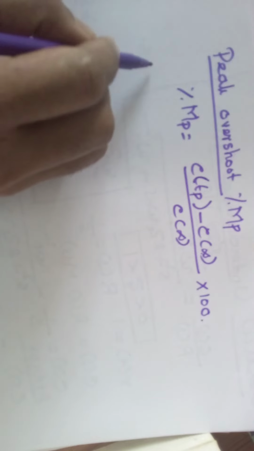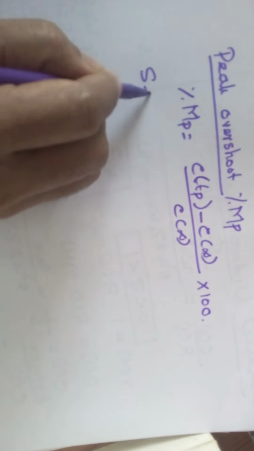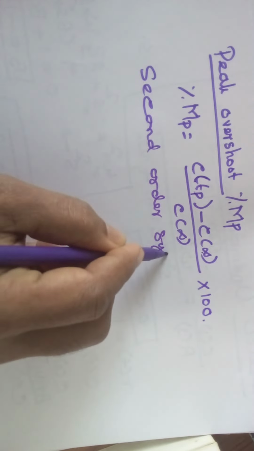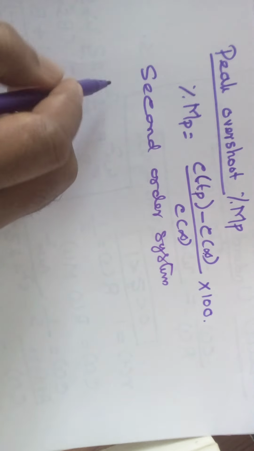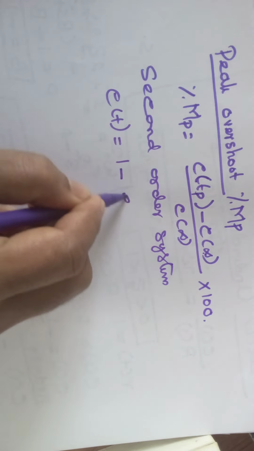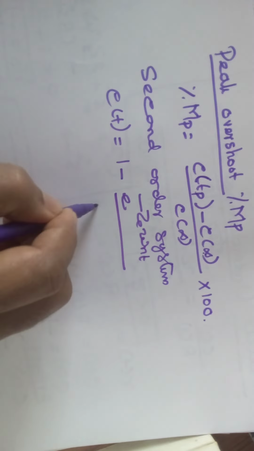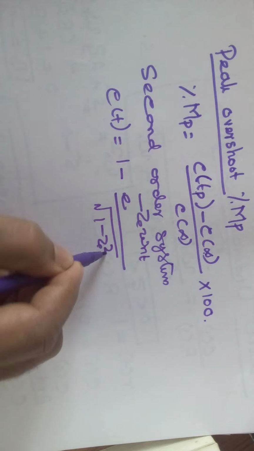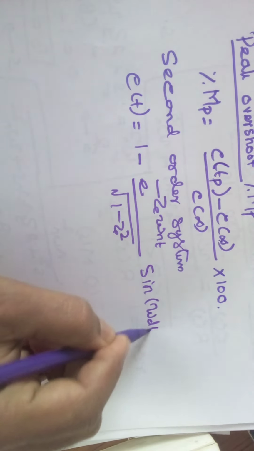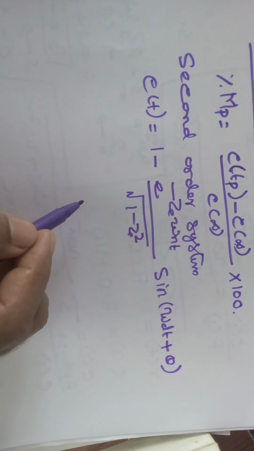For that, you have to consider the response of the second order system. The response of the second order system is C of t equal to 1 minus e power minus zeta omega n t, divided by square root of 1 minus zeta square, into sin of omega d t plus theta. This is the response of the second order system.